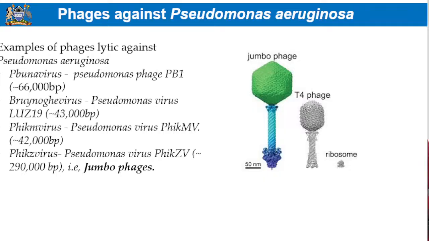But there's another unique virus called a fixivirus that I'm going to talk about today. It's a big virus. It's called a jumbo phage. If you compare normal viruses of Pseudomonas aeruginosa to this jumbo phage, this is a bigger phage that has quite an elaborate lytic effect on these bacteria.